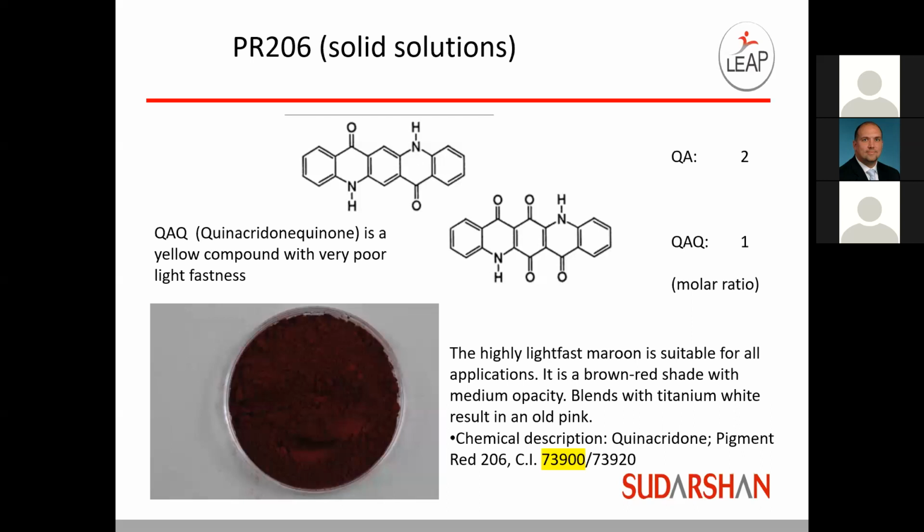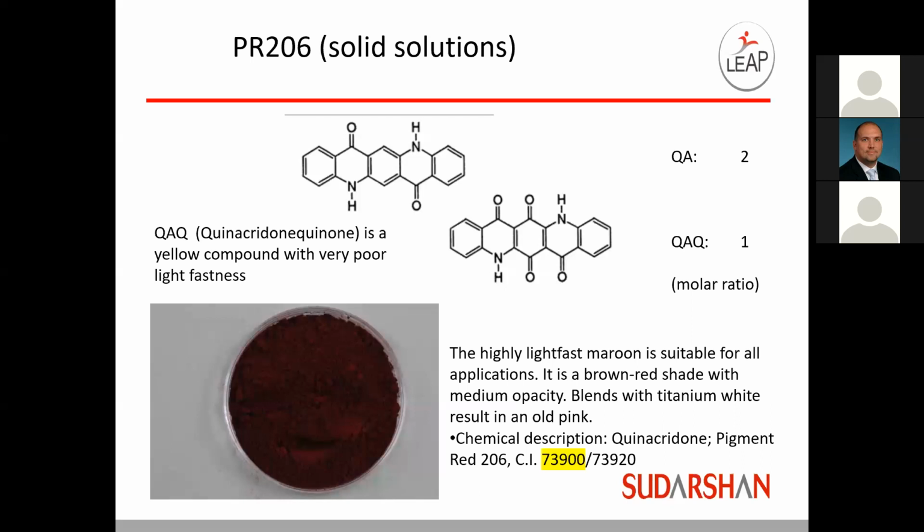So in this case, the color index number 73900 is the quinacridone, the violet 19, and the 73920 is the number for the QAQ pigment in there. So you're always going to see two if you look at the color index number.